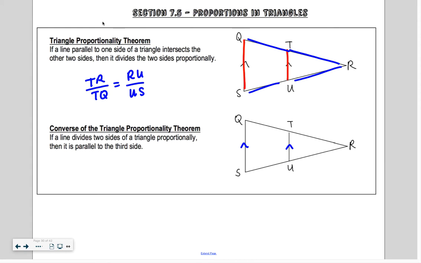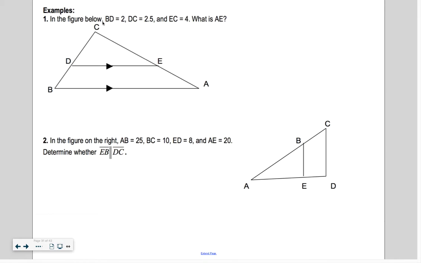So if we do some examples, I think that would be the easiest way to show this. So it says in the figure below, BD is 2, DC is 2.5, EC is 4, what is AE? So we'll call that X. You guys are flipping through all these notes. Do you find them?